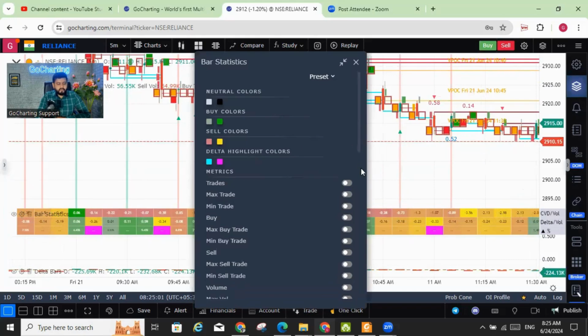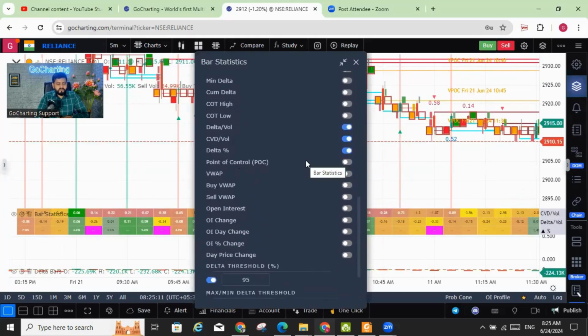Now let's talk about other options here. What is point of control? Point of control is where the maximum volume has been traded for a particular candle. That will be shown in bar statistics. What was the VWAP for that particular candle? It will be shown in the bar statistics. Now, what was the VWAP on buy orders and what was the VWAP on sell orders? That will be calculated differently and shown in bar statistics over here if you switch on these options.